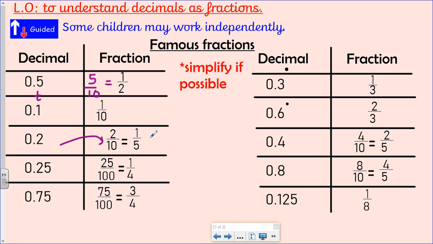So then we had, I think it was, let me just check which way around it was. I think we had 25 hundredths. We did. So we had 25 hundredths here. So 25 hundredths is the same as 1/4. 25 divided by 25 is 1. 100 divided by 25 is 4. Now 25 hundredths, even if I can't simplify that, well, it has to be 0.25. 0.25 is 25 hundredths. That is what it will look like as a decimal.